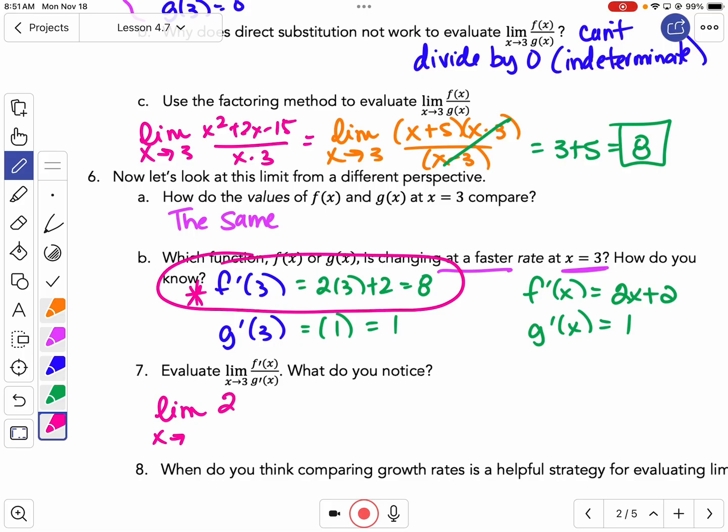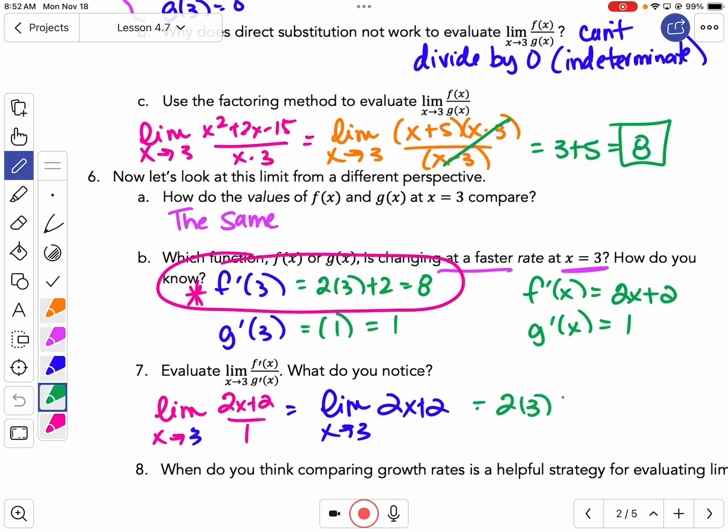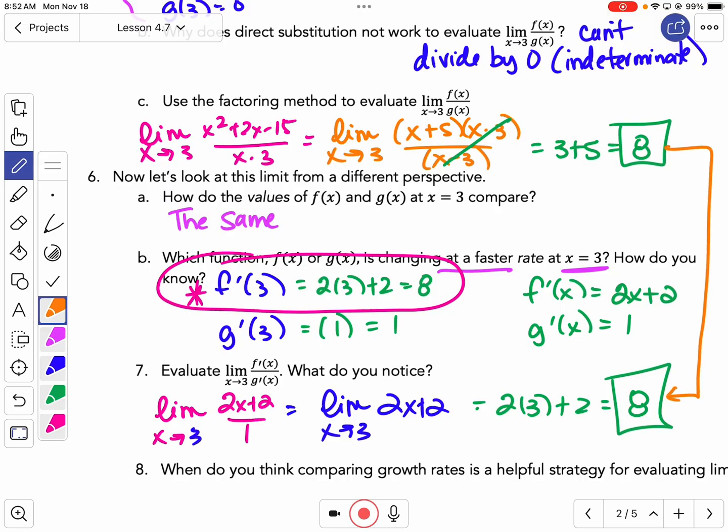So if we do the limit of f prime over g prime, the limit of 2x plus 2 divided by 1, well, that's just the limit as x approaches 3 of 2x plus 2. And I substitute 2 times 3 plus 2. What do I get? 8. Okay, that's not a coincidence. What do you notice? It's the same. Okay, it was the same as when I did that limit with factoring. Okay, so I was able to do the limit of my derivatives as x approached those values.